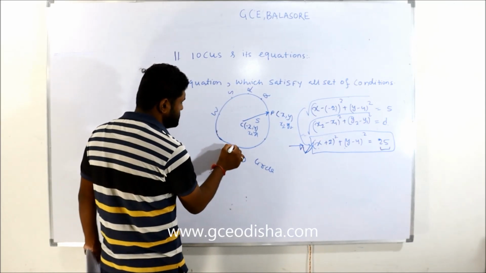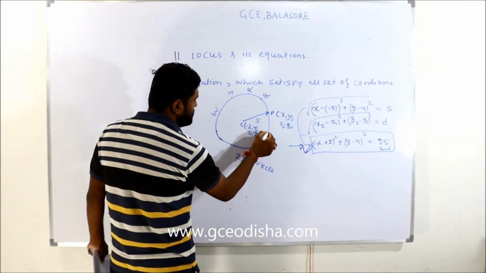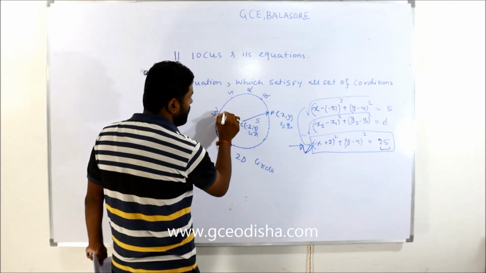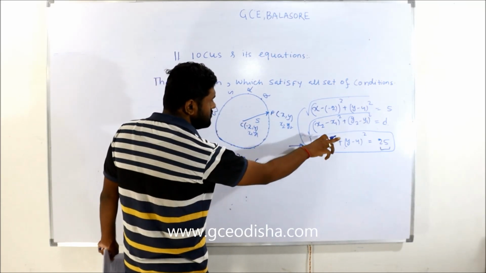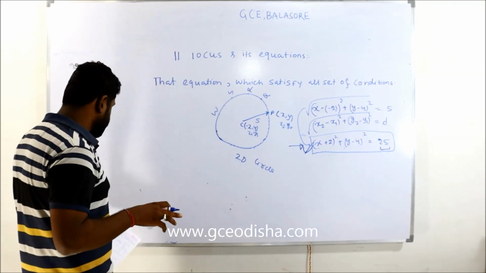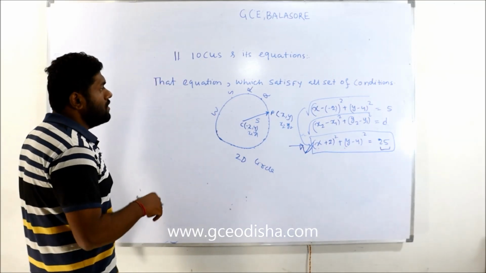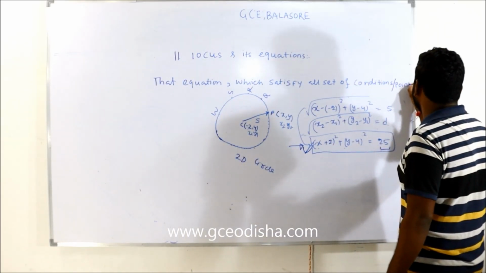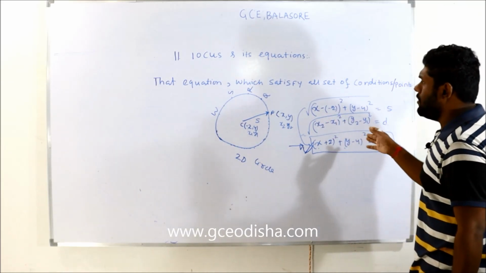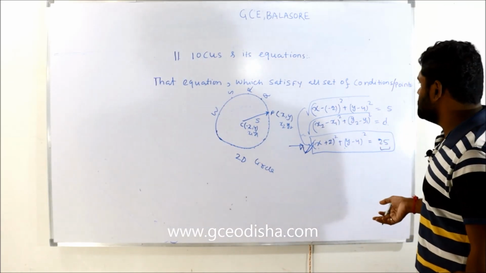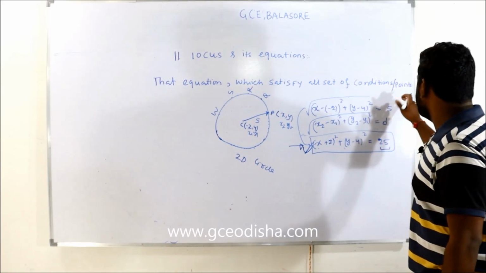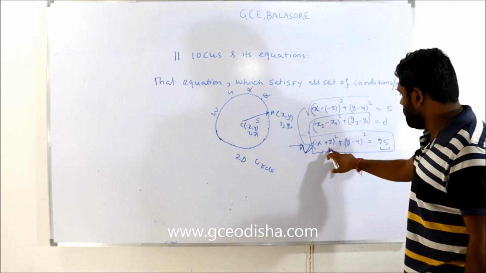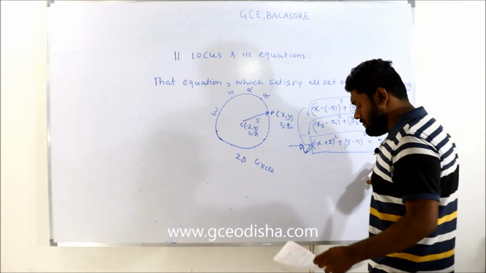Like if you put any point on the periphery here, then it will come to 25. You may call these conditions, or you may call this only a set of points. Better you take it as points. Any point on the circle, when you put it here, will come to 25.